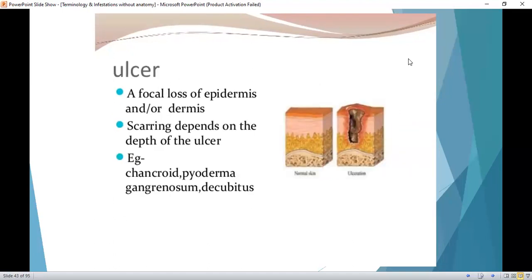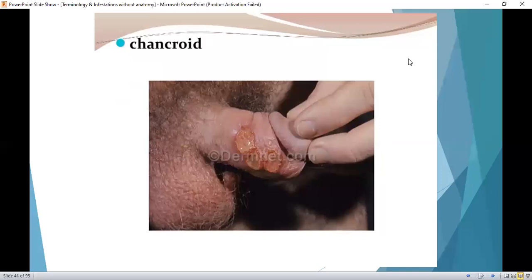Ulcer is a focal loss of epidermis and dermis, and this crosses the dermoepidermal junction. When the erosion becomes deeper, it changes into an ulcer. And definitely then there is scarring, like chancroid, pyoderma gangrenosum, decubitus ulcer, or the ulcer of a bed sore.